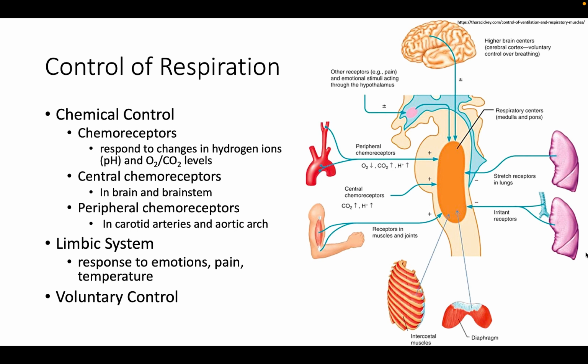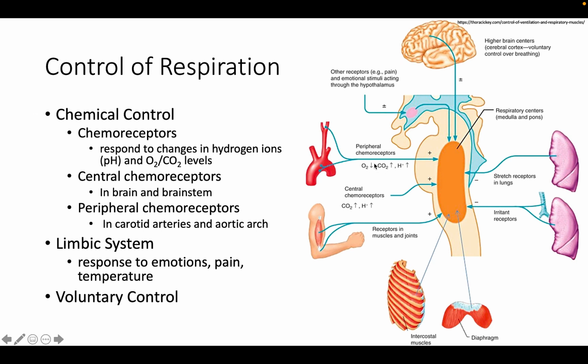Peripheral chemoreceptors of the aortic arch and carotid arteries sense arterial levels of hydrogen ions in a similar fashion as the central chemoreceptors, but stimulating changes in breathing based on dissolved hydrogen ion content in the blood. These peripheral chemoreceptors are also responsible for sensing blood oxygen levels. If blood oxygen levels become too low, the peripheral chemoreceptors stimulate an increase in respiratory activity.